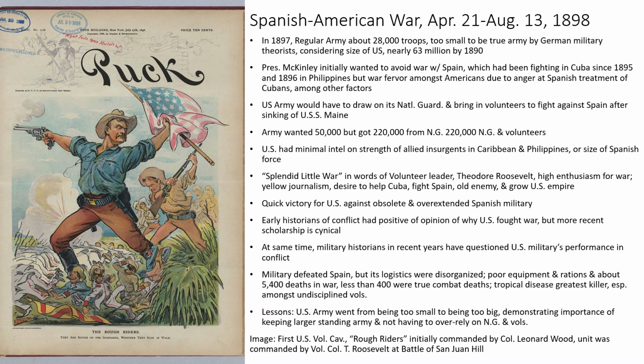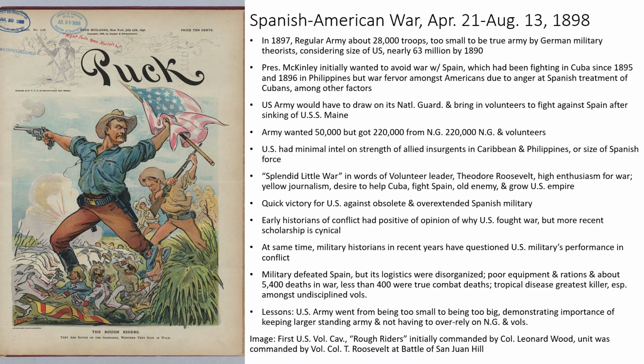Military historians have also gotten to be more cynical. They argue that while the U.S. mobilized a very large force very quickly, too many men died of disease, too many men did not have proper food and supplies, there wasn't enough standardization of weapons, and that yes, the U.S. may have defeated Spain, but that wasn't something to really brag about. Its logistics were too disorganized. There were equipment problems, ration problems, and about 5,400 Americans died in this war. Less than 400 were true combat deaths.